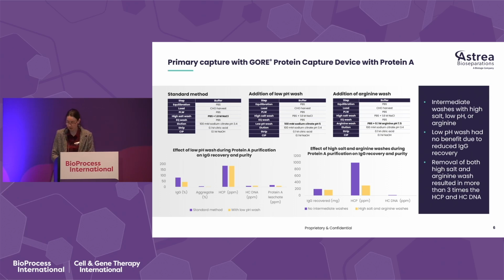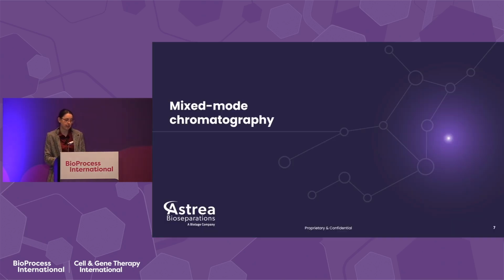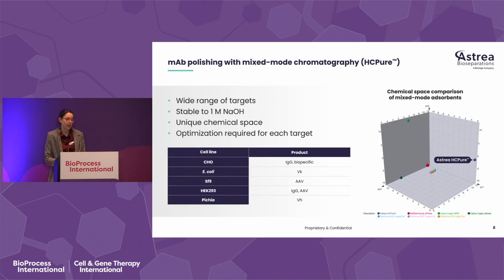So that was what we used moving forward. The material that we generated from that work with the GoreĀ® protein A, most of that went on to a viral clearance study that I'm going to go through in the second half of this talk. But we also used some of this for generating examples with our mixed mode and ion exchange adsorbents. So I'm just going to show you now the example with HC Pure.